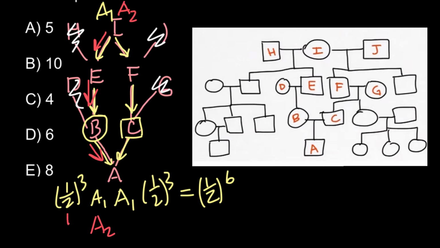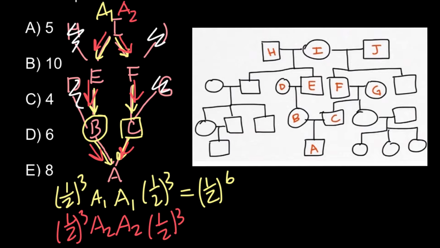So the same 1/2 in the power of 3 is the probability that this individual A would inherit the A2 allele from the common ancestor of his parents, also through his father's side. It would be 1/2 here, 1/2 here, and 1/2 here, so 1/2 in the power of 3. So the joint probability that these two alleles would happen in individual A would be 1/2 in the power of 3 multiplied by 1/2 in the power of 3.